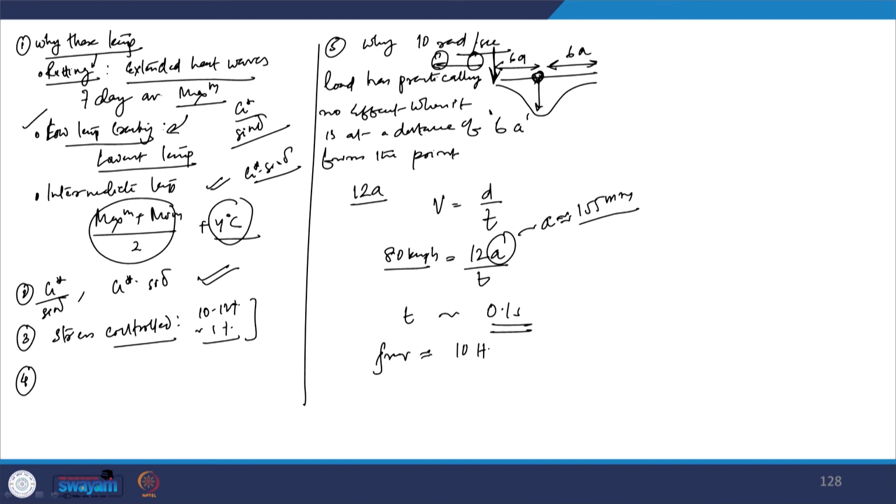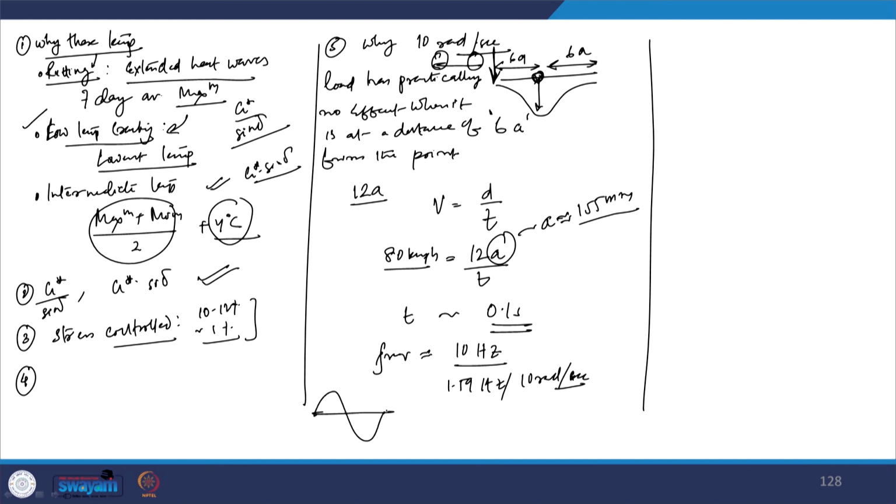But this tells us that the frequency should actually be 10 hertz. So, the question is why SHRP took 1.59 hertz, or 10 radians per second, instead of 10 hertz. Well, I could not find any specific explanation for this in different literatures, but a few literatures state that since we are using sinusoidal loading in the DSR, under sinusoidal loading 0.1 second is approximately equal to 10 radians per second or 1.59 hertz.